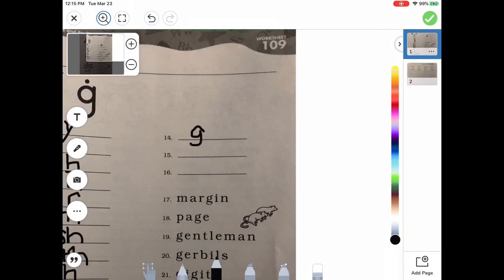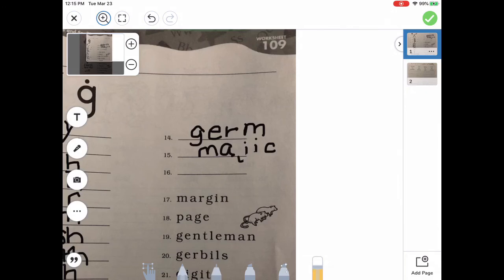Then the sound. E-R, and then M, perfect. How about magic? M, very good. A, and then J, J. Okay, it sounds like a J, but look what happens. J, I, C. And I know that if it's in front of the I, it needs to be a G. That's how I can tell.